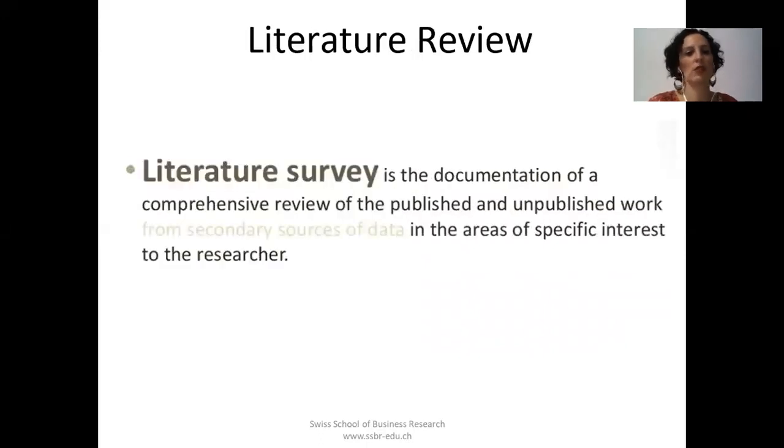So let's discuss the literature review. The first step in this process is creating a literature survey. And the survey is easy peasy. It's the documentation of a comprehensive review of published and unpublished work from secondary sources of data, not primary sources of data. Remember, primary is what we have as our organization, and we have already created or are going to embark on a research process in order to obtain primary data, and secondary data is all that is already out there that we can access.